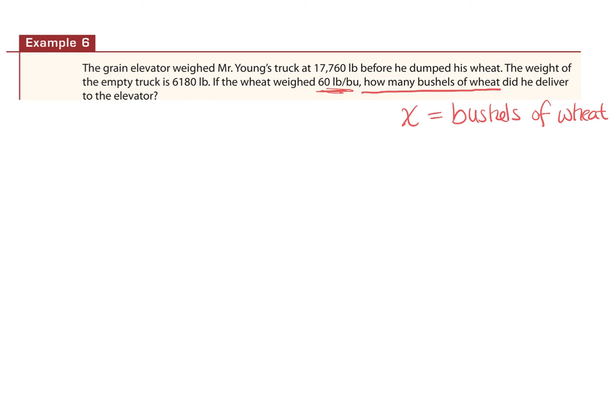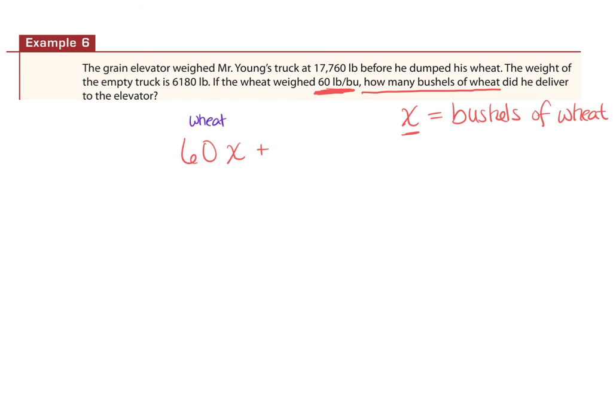So if each bushel of wheat is 60 pounds, and I don't know how many bushels he has, I have to multiply the 60 by that variable. If I take 60 and multiply it by how many bushels I have, I will have the weight of the wheat. Everybody agree with that? If I add the weight of the wheat to the weight of the truck, I should have the total weight, right?